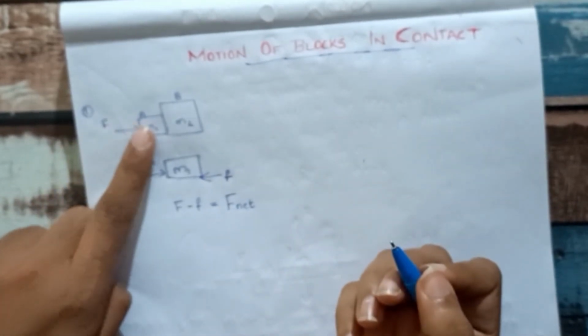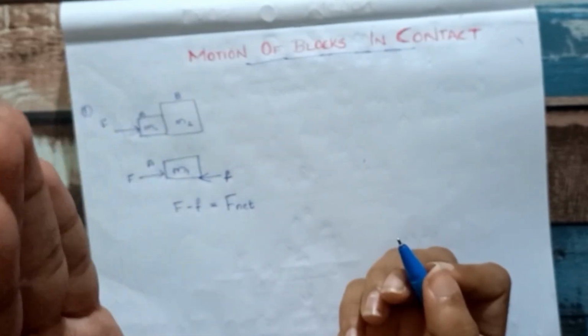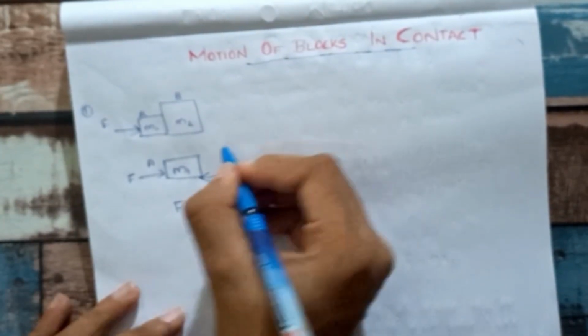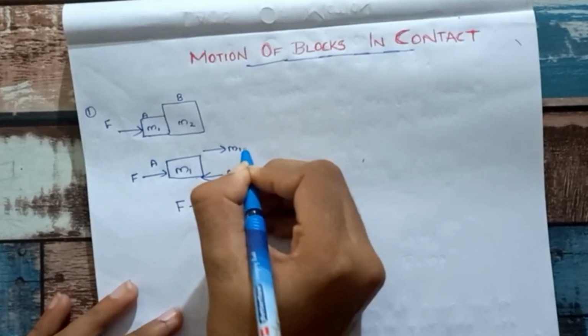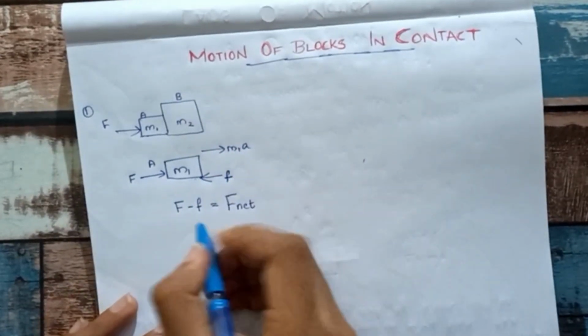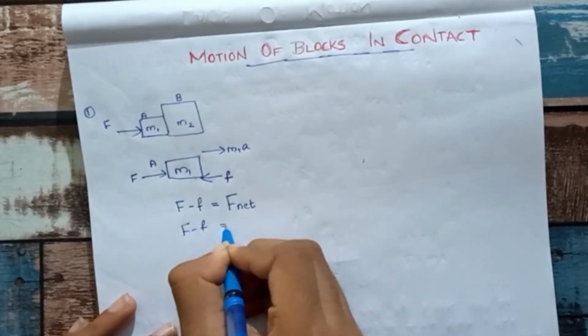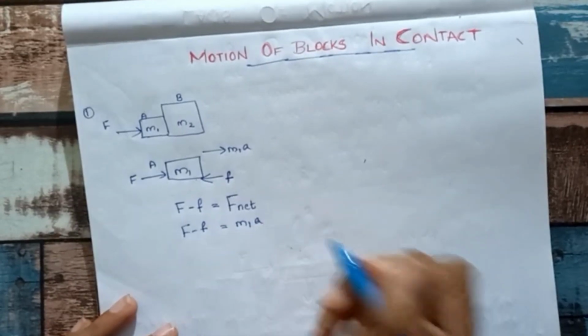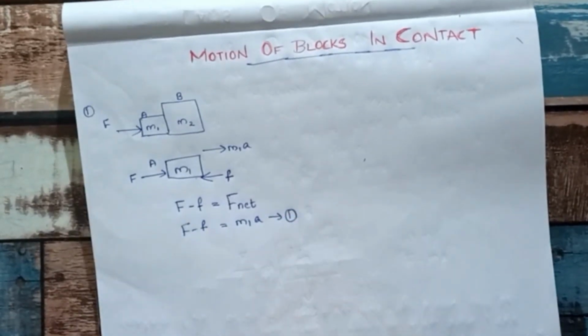Since a force is being applied onto this body, there will be an acceleration generated. That is M1A. That is the net force. So F minus small f is equal to M1A. Let this be equation number 1.